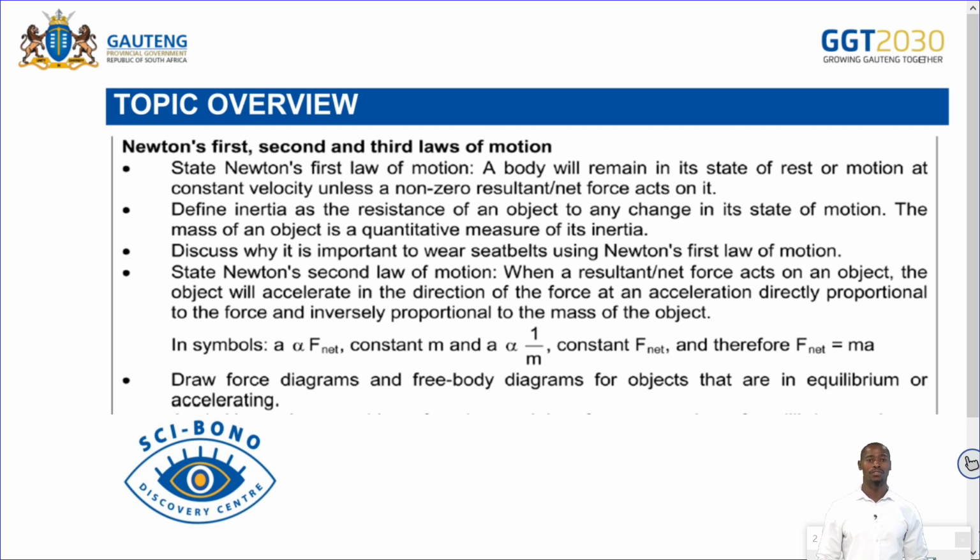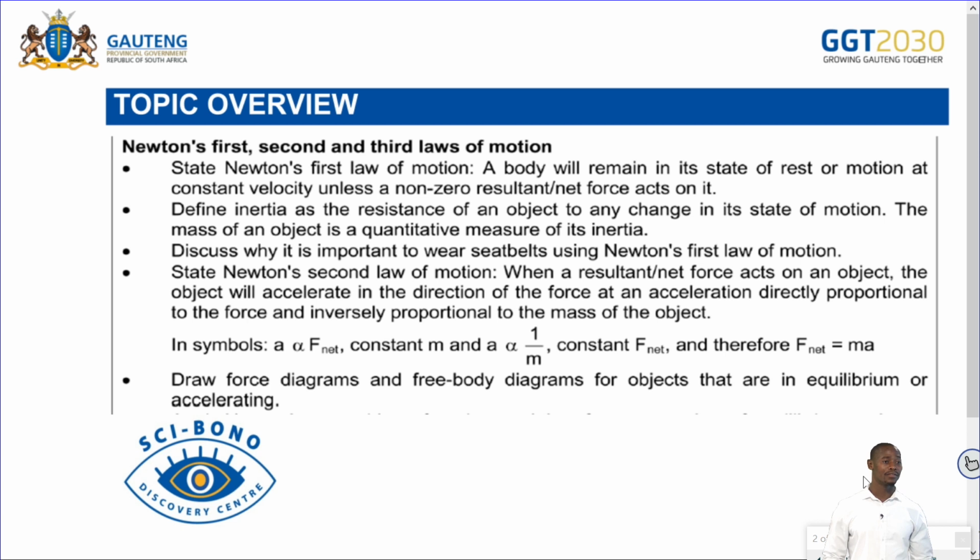And then we need also to discuss, still under Newton's first law, why it is important to wear seat belts. So we have to use Newton's first law to explain that. Then we are also going to focus on Newton's second law, and this is how we need to state Newton's second law in words: when a resultant or net force acts on an object, the object will accelerate in the direction of the force at an acceleration that is directly proportional to the force, and inversely proportional to the mass of the object.